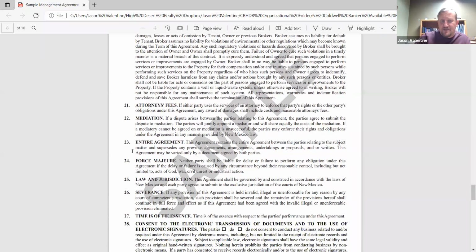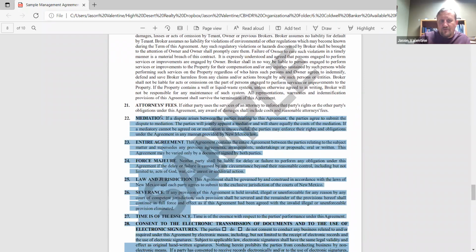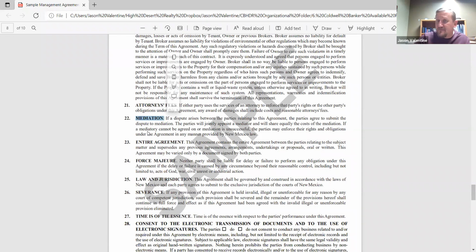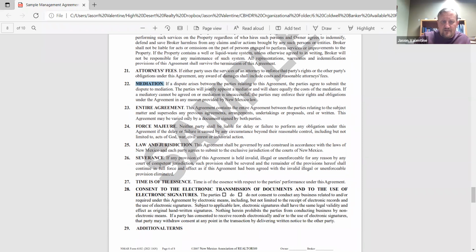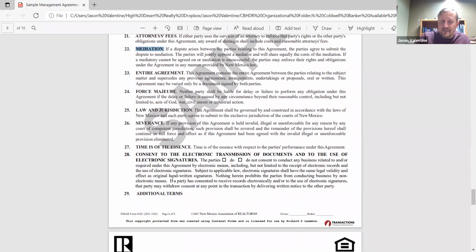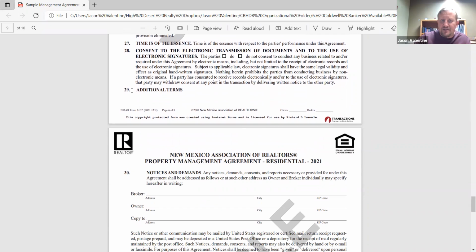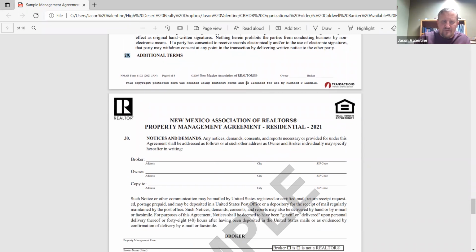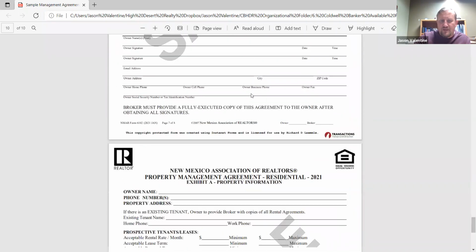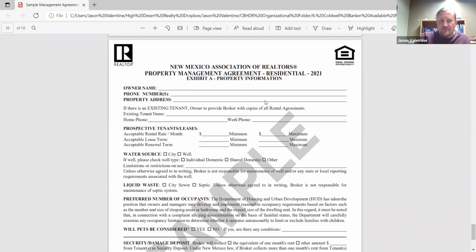Mediation, just to let you know, I am a realtor, so we subscribe to mediation. So that just means if there's a dispute, we try to sit down and talk it out. Let's take a look. Consent to do electronic signatures. That's always a nice little thing, just being able to do things via internet and get the signature signed on the internet. And then if there's any additional terms for your specific property, we just write them down in paragraph 29 right there. So really, that is the summary of the management agreement.